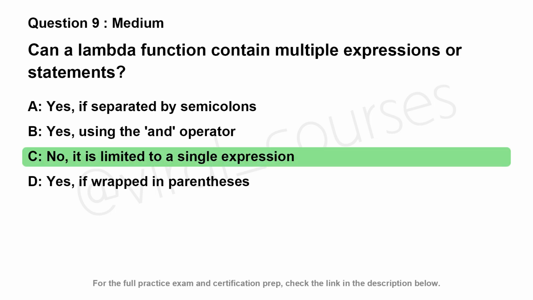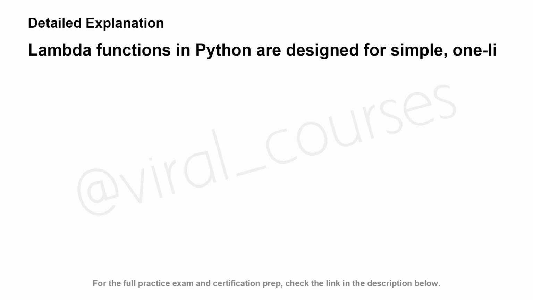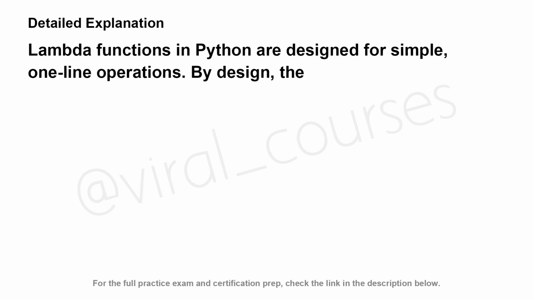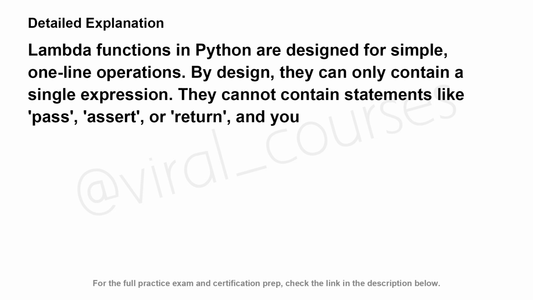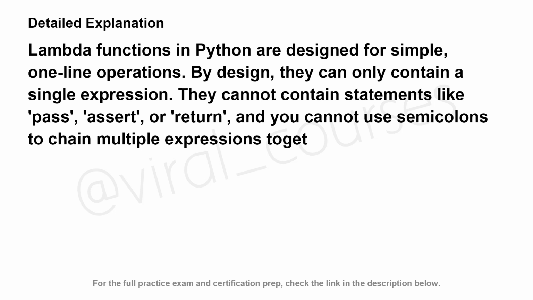The correct answer is C. Lambda functions in Python are designed for simple, one-line operations. By design, they can only contain a single expression. They cannot contain statements like pass, assert, or return. And you cannot use semicolons to chain multiple expressions together within a single lambda.